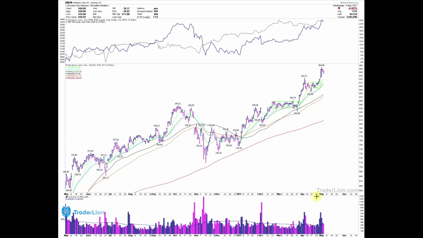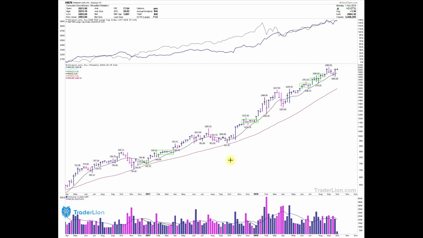Let's go ahead back to that weekly chart now and look at the next couple of tight areas and then the daily from thereafter. Here we are back to Amazon's weekly chart, and we're going to take a look at its next area of tight action here, which is this area.